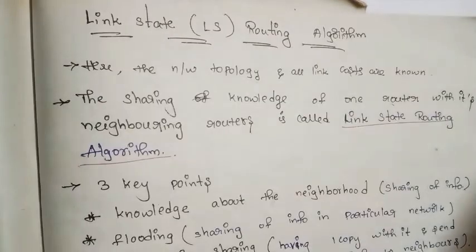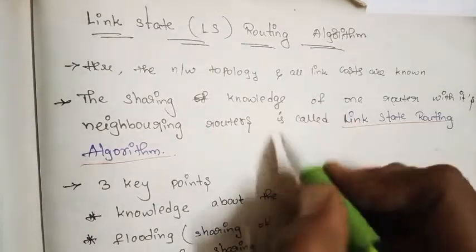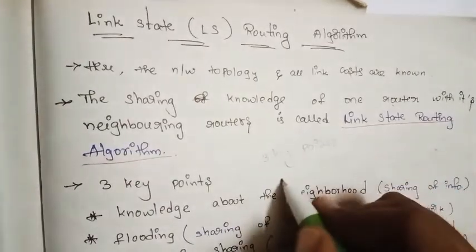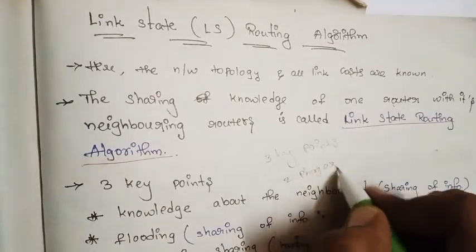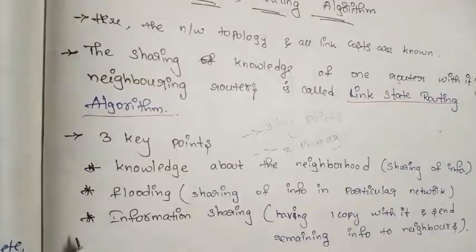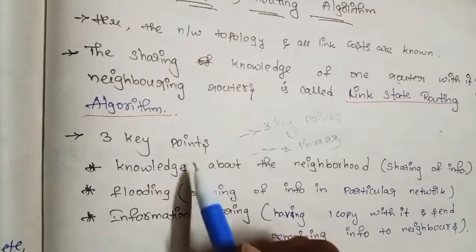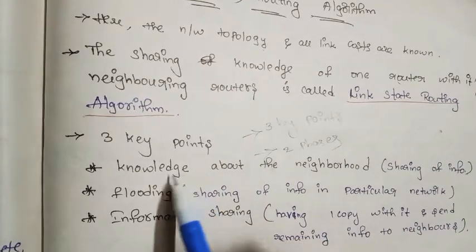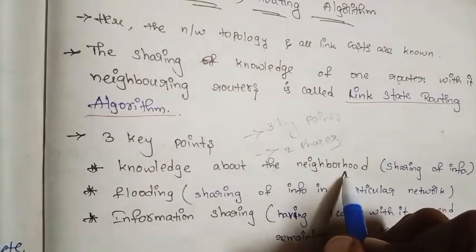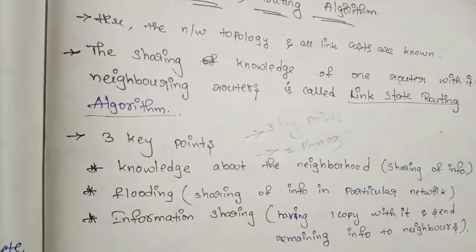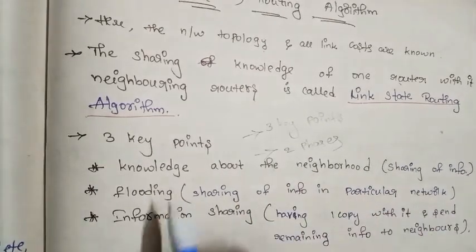It has three key points and two phases, guys. Let us see what the three key points are. First one is knowledge about the neighborhood. That means it will share information with its neighbors. By sharing the information, it will get the knowledge.